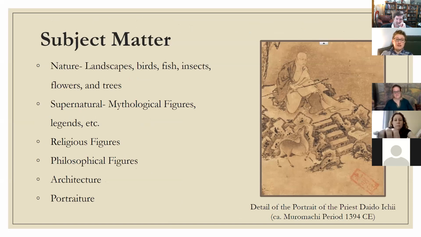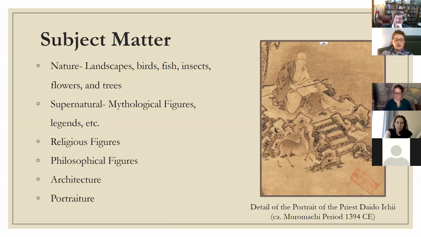So the subject matter that most Japanese would use painting-wise was nature, which includes landscapes, birds, fish, insects, flowers, trees, you name it. And they would also paint the supernatural: mythological figures, legends, ghosts, demons. We're kind of used to that in Japanese culture. Also religious figures and philosophical figures, which sometimes cross over into the religious figures. They kind of get intermixed with each other quite often.